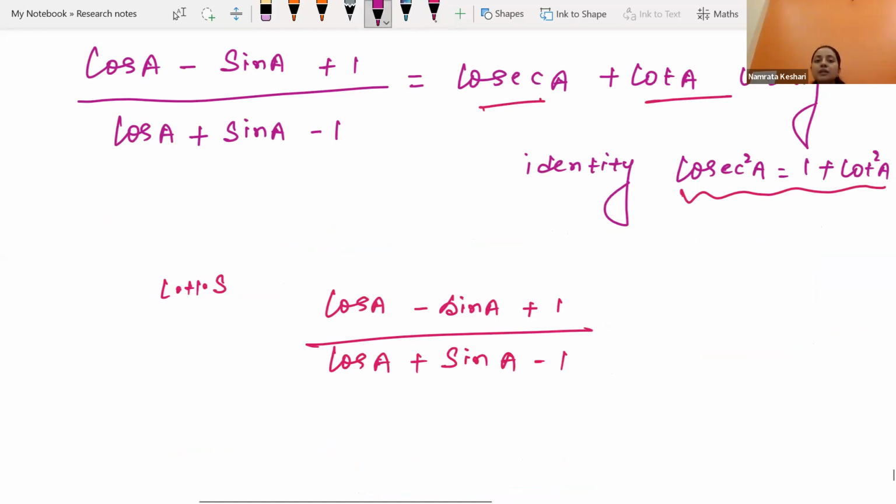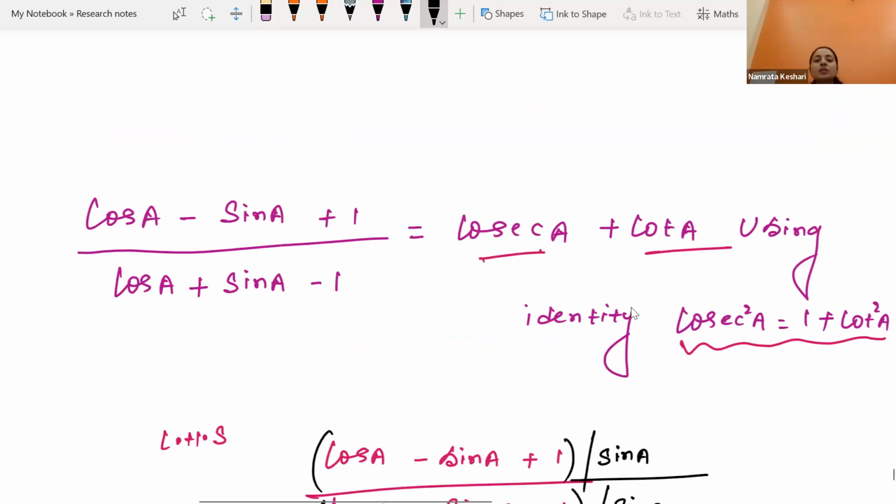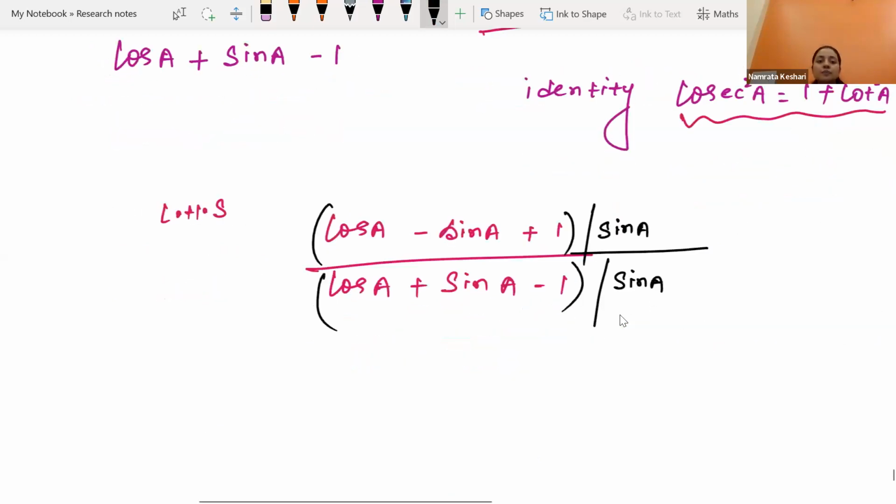Can we divide numerator and denominator with sin A? Is it allowed? Yes, it is allowed because it's a fraction, and as long as we are doing the same thing in numerator and denominator, it is allowed. Why are we doing so? Because we are focusing on the right hand side. So let's do it.